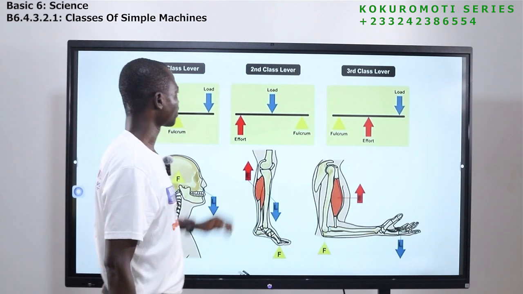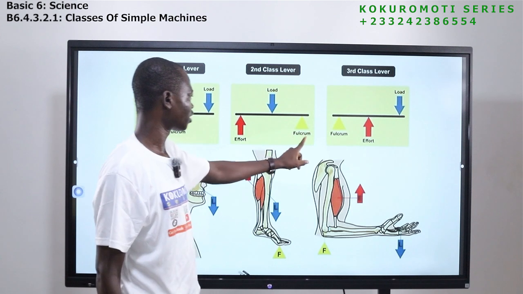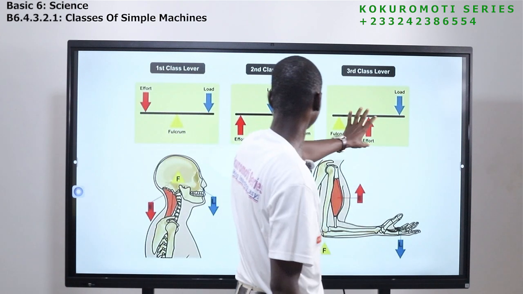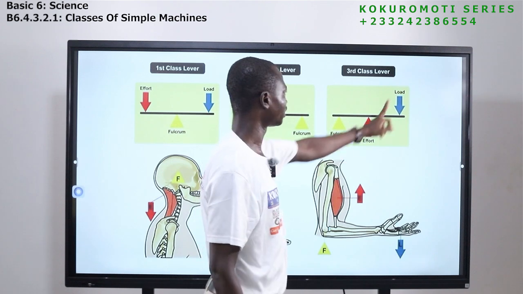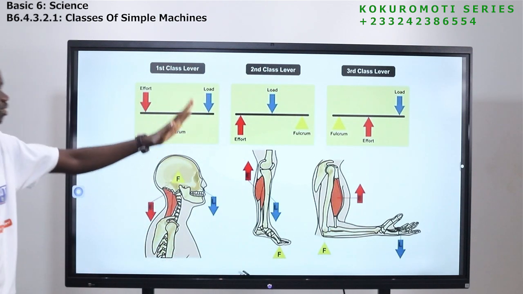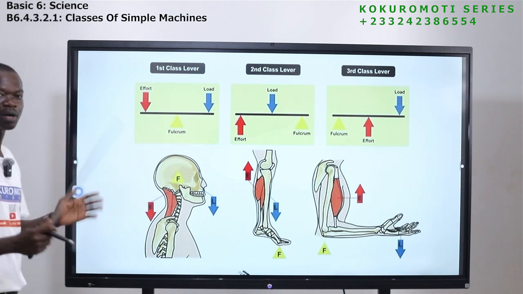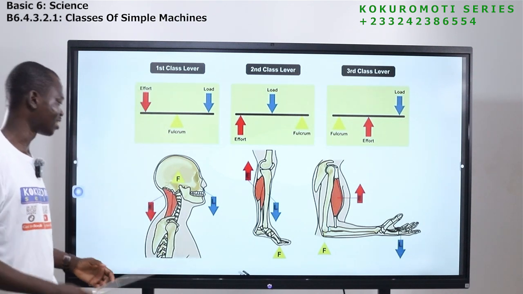Second class lever, we have the load at the center, we have effort, and then we have fulcrum. And then third class, we have effort at the center or in the middle, and then we have fulcrum and then load here. So this is how we arrange them: first class, second class, third class. Now human beings, our body parts, which one falls under first class, second class, and third class lever?